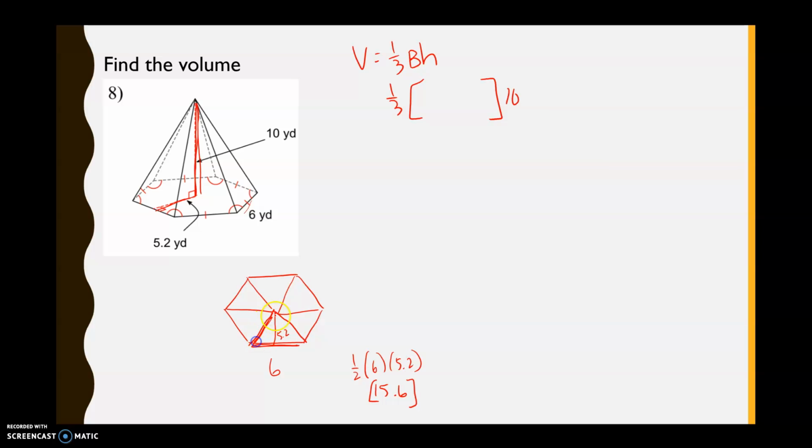Well, all of this I'm going to multiply by 6 because I have 6 triangles here that are all exactly the same. So multiplying that guy by 6, I'm going to get my big B to be 6 times 15.6. So 6 times 15.6 is my big B, times that by 10, and then divide it by 3. Once all of this goes into the calculator, I get a volume of 312.